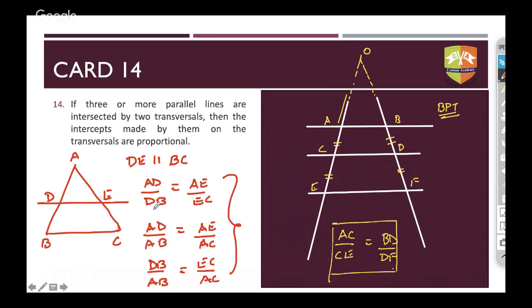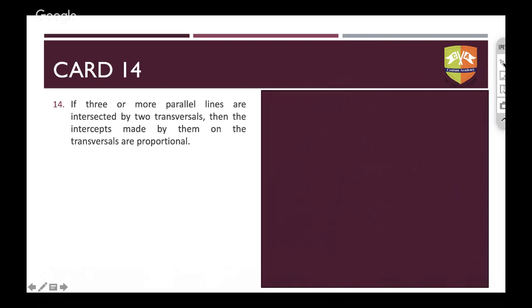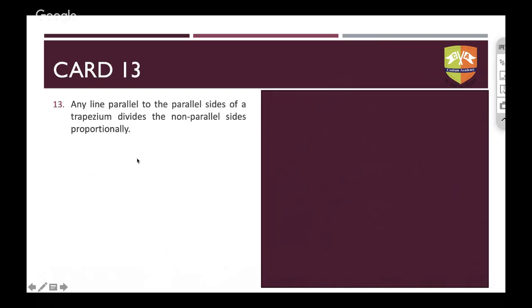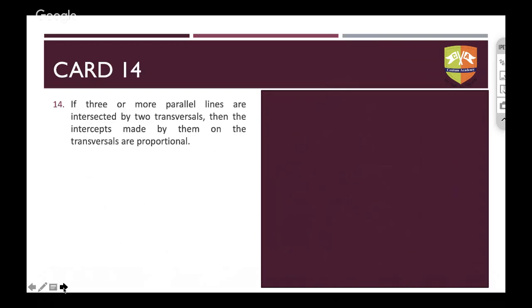So there's a question about card 13. Let me go to card 13. In card 13, can we just construct a diagonal and prove it? Yes, you can do that as well. There is no problem, Kritika. Whichever way you want to, both are there. There could be multiple ways of proving the same question.